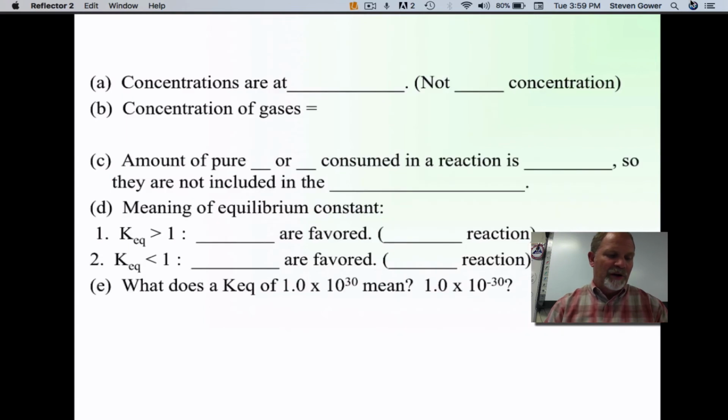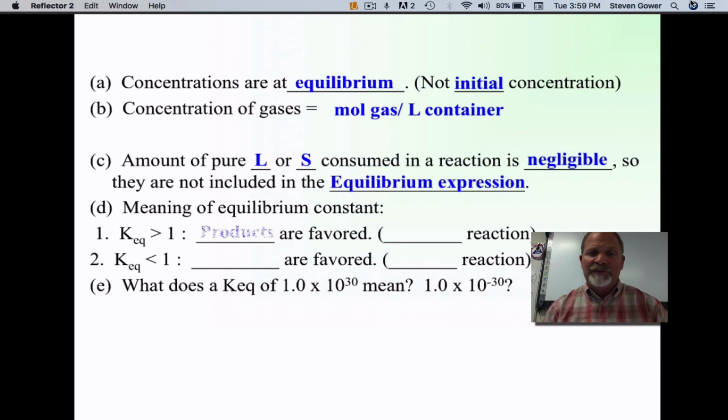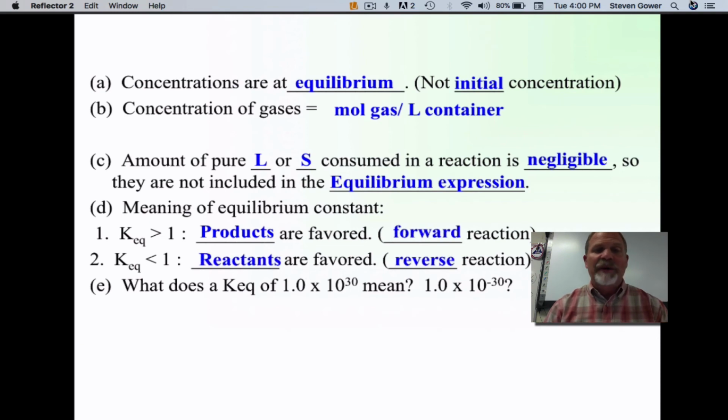A couple things you must know. First of all, there are no units. Again, the concentrations I'm giving you back there are at equilibrium. They're at the E in your ICE. We don't use solids or liquids; they do not show up in the expression. If K_eq is greater than 1, the products are favored. If K_eq is less than 1, the reactants are favored. You better know that. Be able to recall that aspect of it.